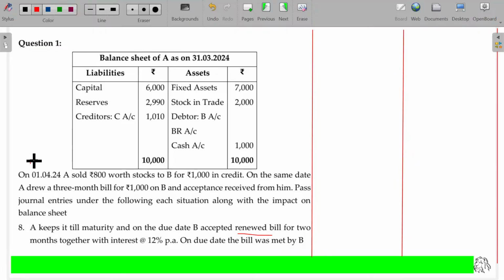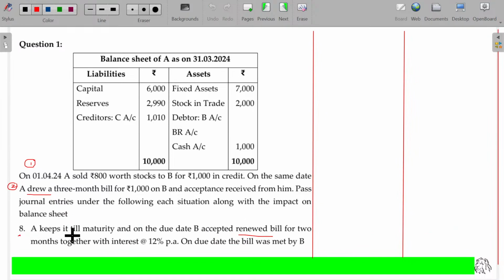So the first one being this one, sale. Second one is nothing but the drawing of the bill. And third, A keeps till maturity and due date accepted a renewed bill. So renewal happens on the maturity. Renewal happens means the original bill got dishonored. A fresh bill is going to be drafted on the date. For that, another 2 months also be extended together with interest 12% per annum. On the due date, the new bill met.